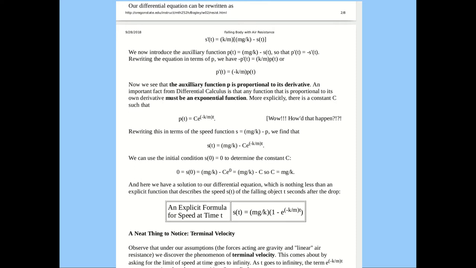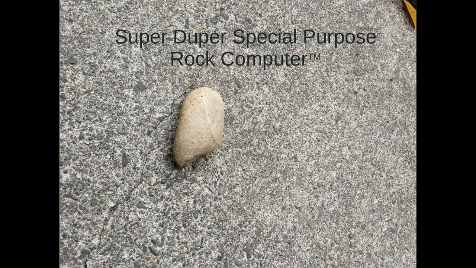Can't answer that. Until today, because I have discovered a computer that can answer this question. And it'll answer it perfectly. You want to see it? It's called the Super Duper Special Purpose Rock Computer. You know, put these on Craigslist for $10 each. You put googly eyes on it. Okay, so this is a computer that will solve all of those equations exactly.